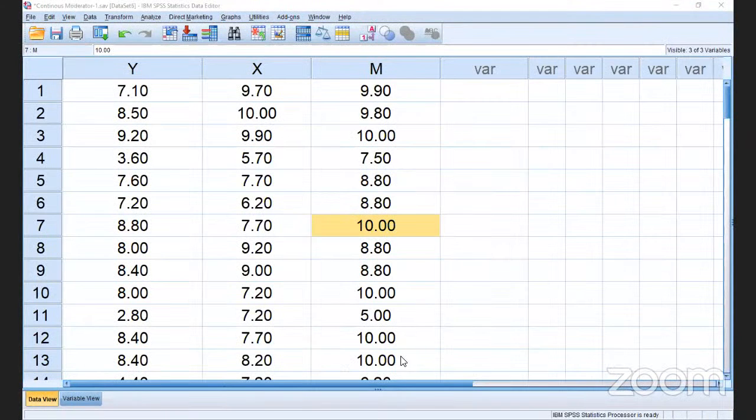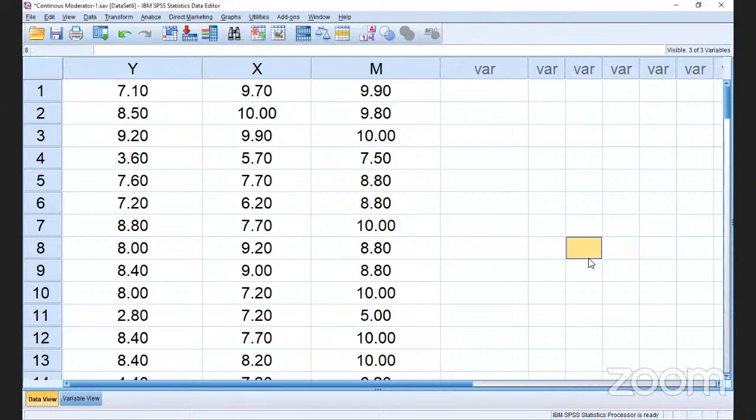Excuse me, sir, sorry to intervene. Sir, your screen is not visible. Oh, sorry. Yes, I could not stop the sharing. No problem. Yes, I'm just taking it. Continuous moderation. Okay. Can you see now? Yes, sir. Okay. Thank you. Thank you, sir. Okay. Now you can see it.